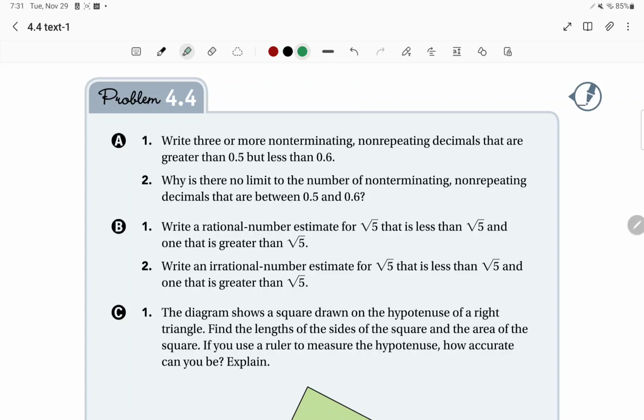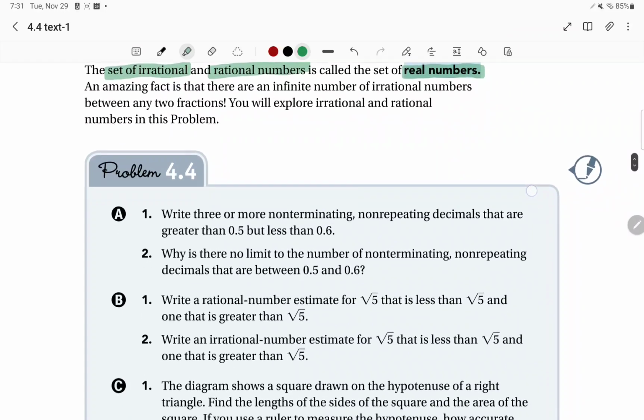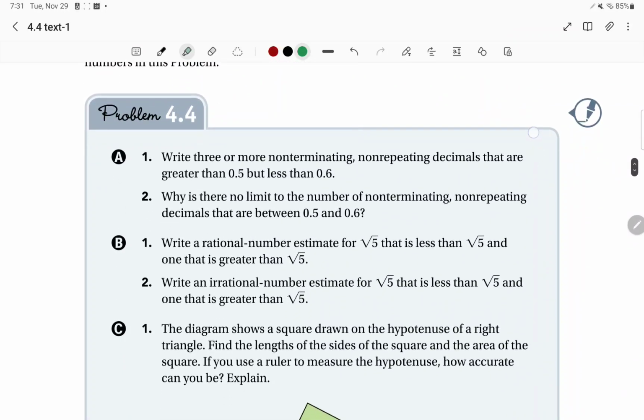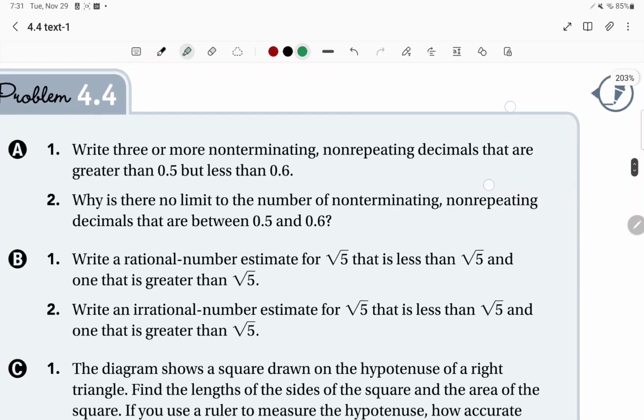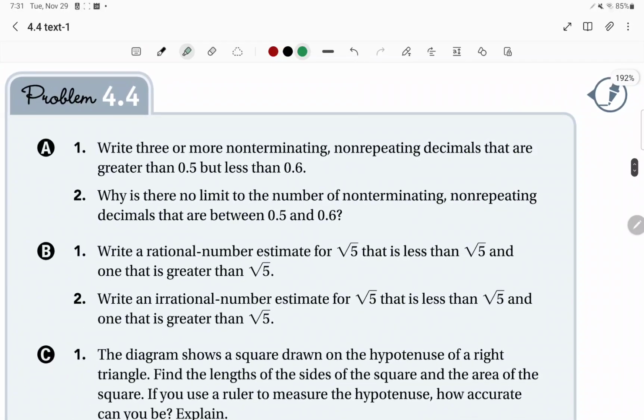Let's go ahead and take a look at A, 1 and 2. On 1, it says write 3 or more non-terminating and non-repeating decimals that are greater than 0.5 but less than 0.6. Now, the interesting part is that there's actually an infinite number of answers, so there's no set of exact right answers. There are definitely wrong answers and definitely right answers because it has to be between 0.5 and 0.6. So try this on your own, just A, number 1.